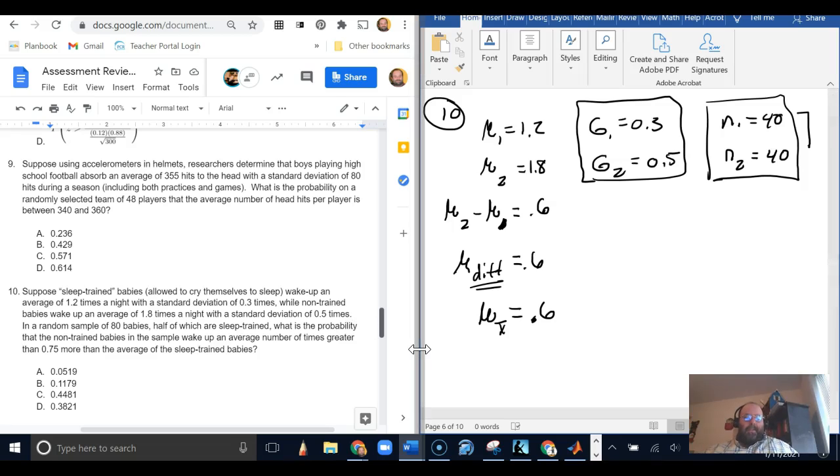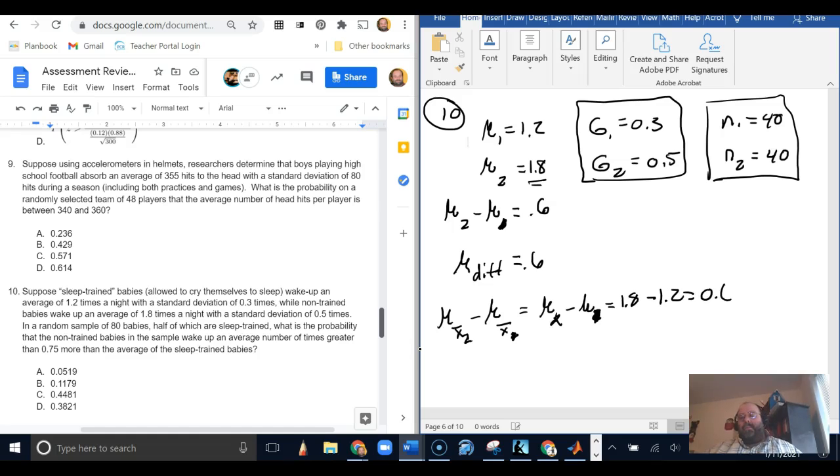It's unbiased, right? So this is like, I don't know how to put this. The mean of x bar 1 minus the mean of x bar 2, right? The mean of the two differences is going to be mu1 minus mu2. Sorry, 2 minus 1, because these guys are sleeping or waking up more often. So it's going to be 1.8 minus 1.2, which is 0.6. Okay. So this is what I want here.